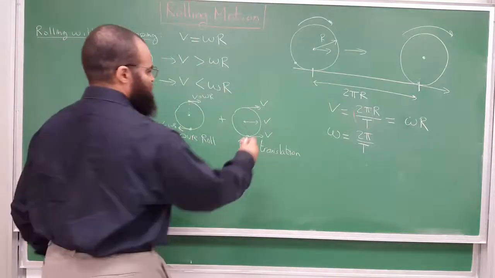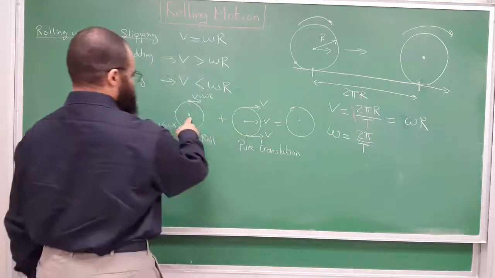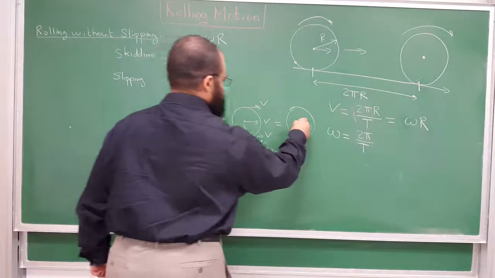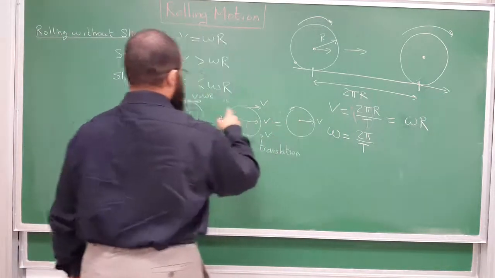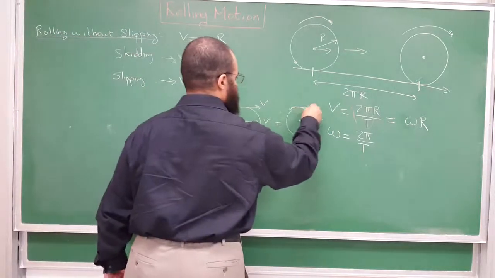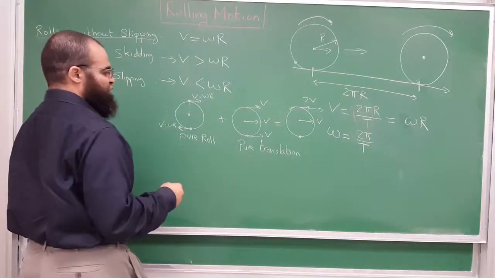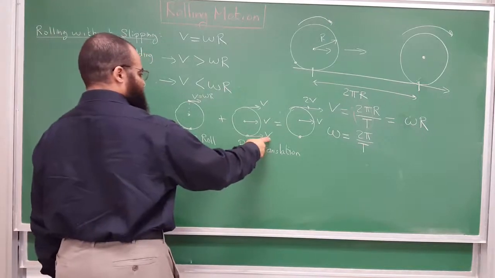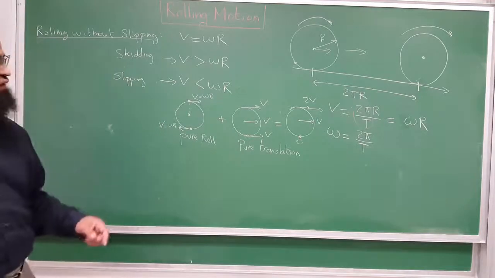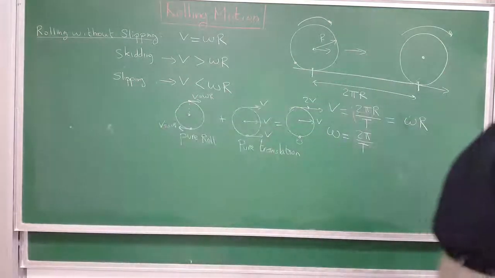So if you add them, what do you get? The center of mass was not moving in pure rotation, and you add to it a V, so that's a V. This one you got a V to the right on top of a V to the right, so that's 2V. And this point here is actually moving at 0 velocity because you got a V to the right and a V to the left, so that's 0. And I want to show you this in a more formal manner. So let's go to the next board.